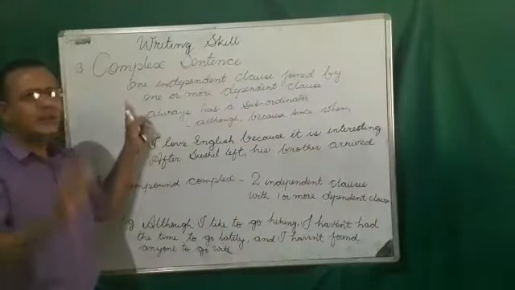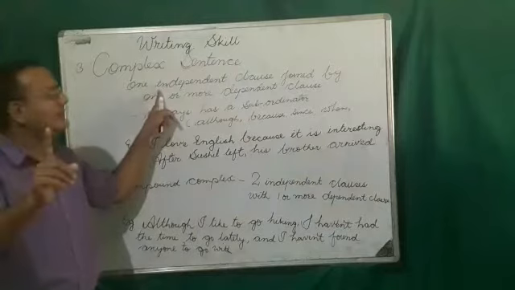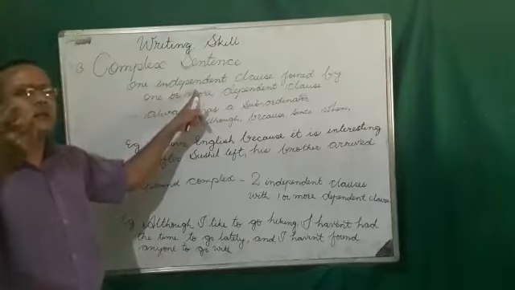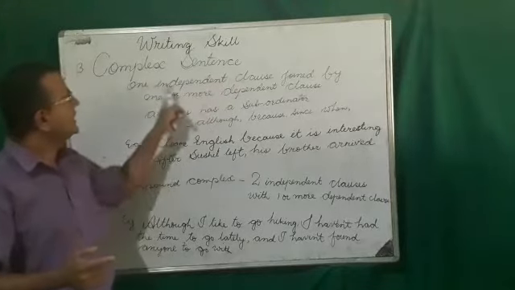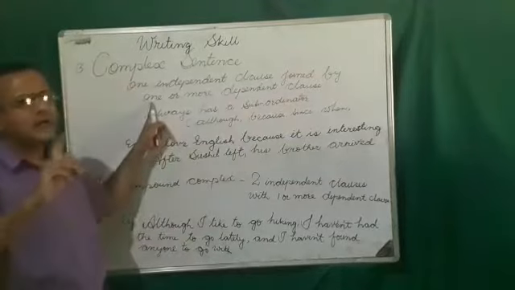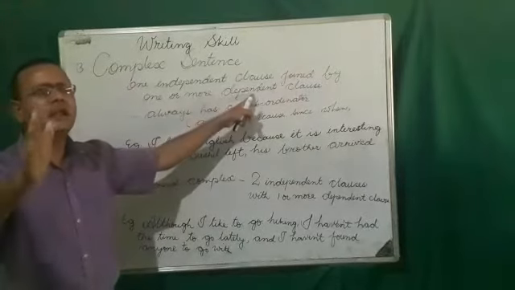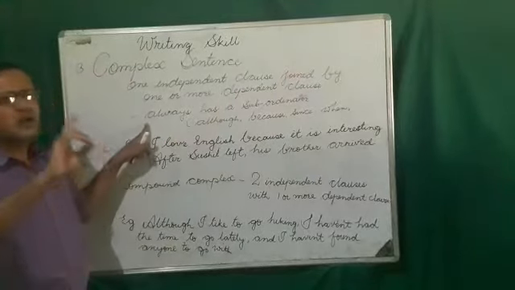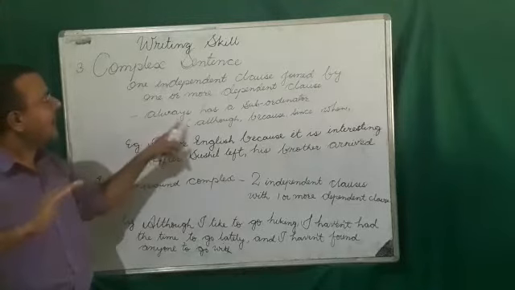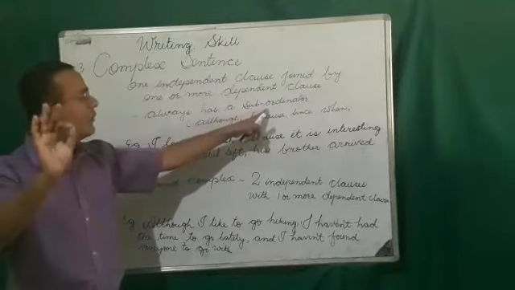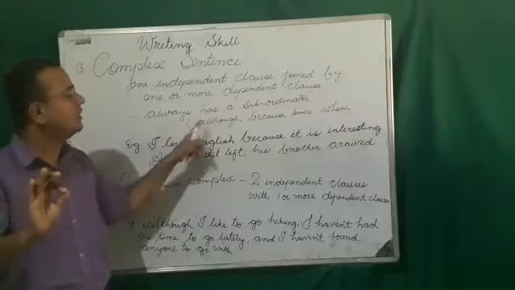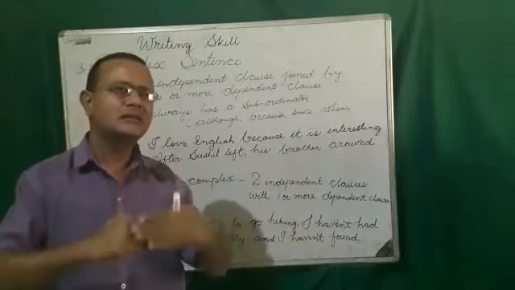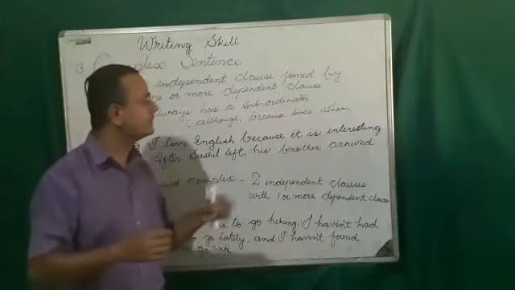A complex sentence has one independent clause, which can stand on its own and give meaning on its own, joined by one or more dependent clauses. A dependent clause comes to add extra information, as I already told. And a complex sentence always has one subordinator. Subordinators are words like although, because, since, when, and other words like until, unless. Joining words: subordinators.